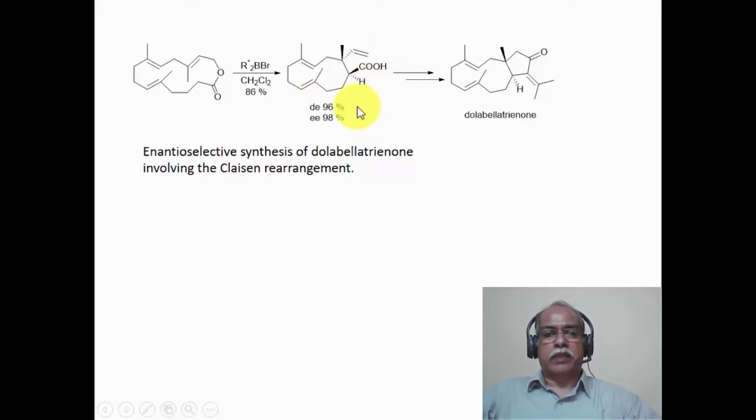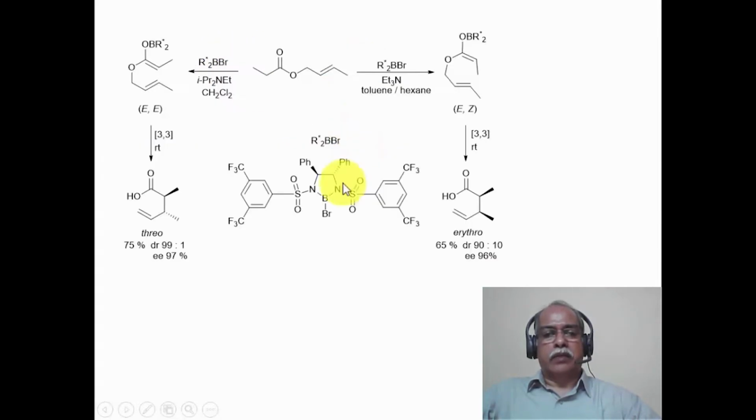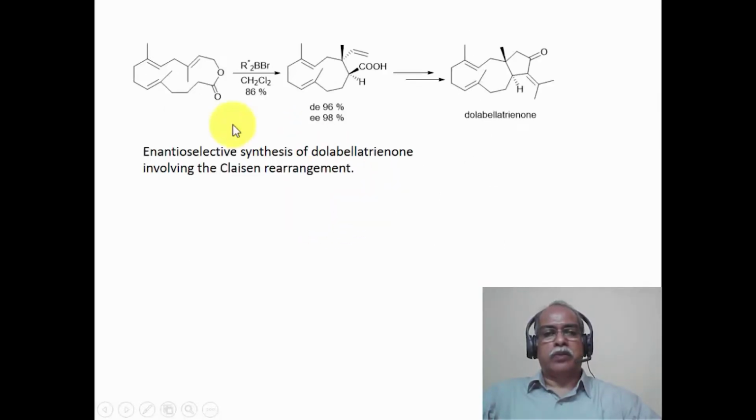diastereoselectivity is 96%. The major isomer is formed in an enantioselective manner to an extent of about 98% using the same boron enolate, which is this particular boron reagent being used to generate the boron enolate in this particular case also.